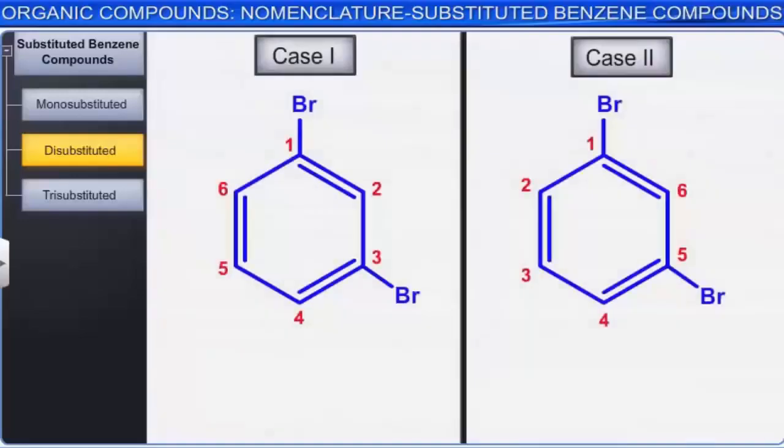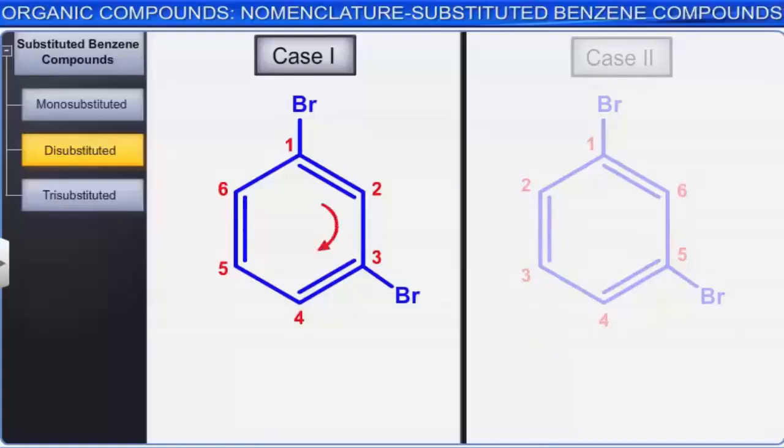Let us understand this by considering the following two cases. In case 1, the carbon atoms are numbered in the clockwise direction. As a result, the two bromine atoms are present at the positions 1 and 3.